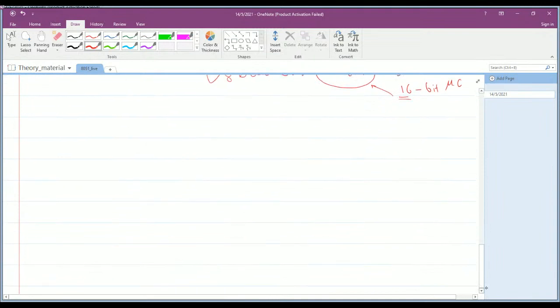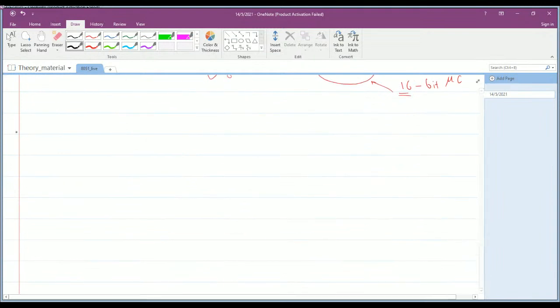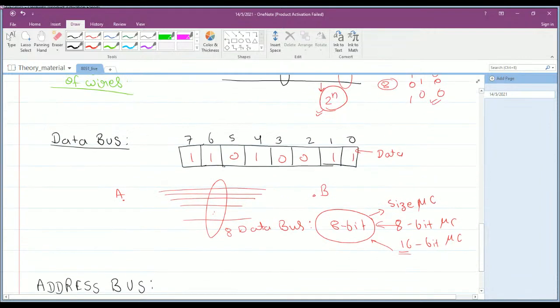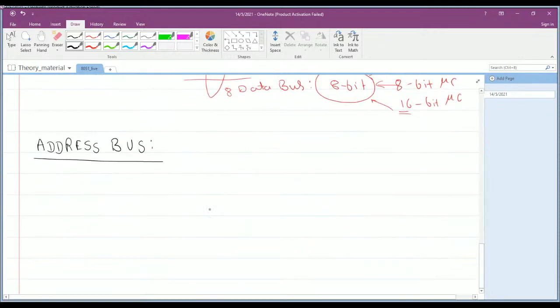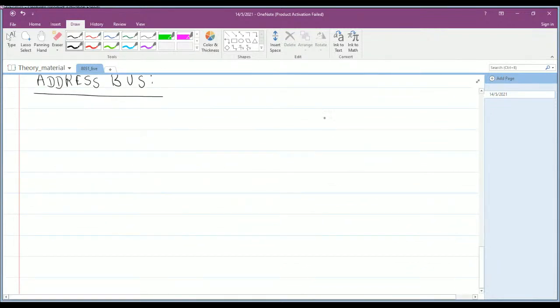Now, there is one more bus you may have encountered largely during your course, that is the address bus. Here we were talking about data being transferred from one place to another, and the bus doing this specific operation is the data bus. Now in the address bus, what happens? We have a memory, right?